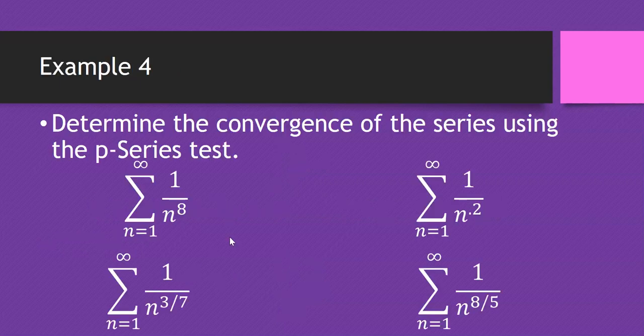So I want you to take a look at these 4 infinite series and look at the underlying sequence that you're adding up. And based on that underlying sequence, determine whether or not the series converges or diverges. You don't have to go and integrate anything. You just have to realize when p is less than or equal to 1 versus when p is greater than 1. So go ahead and push pause on the video and try that out.